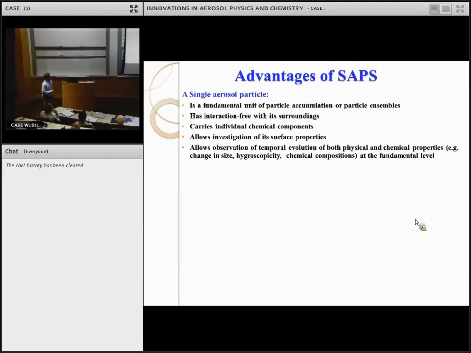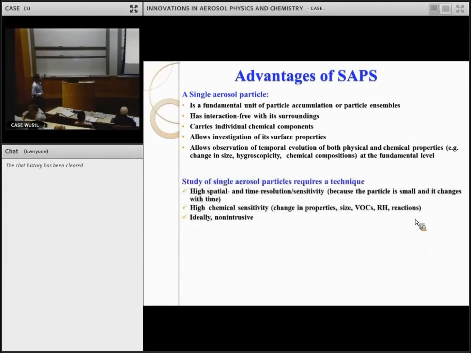The advantages of single aerosol particles were partially mentioned in the previous 2 talks, and I would leave this one for our discussion. One part comes from the single aerosol particle itself, because it's a fundamental unit of aerosol, interaction-free with other particles, carries individual chemical composition, and allows us to investigate statistics of the properties. And also, we can look at the temporal evolution, both physical and chemical properties changing over time.